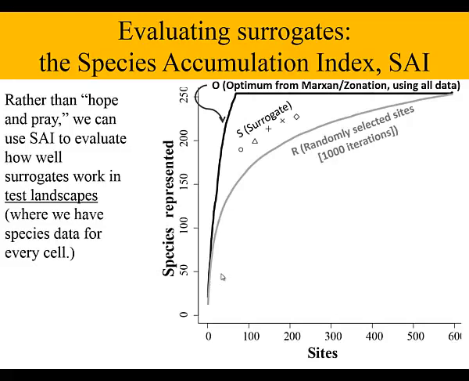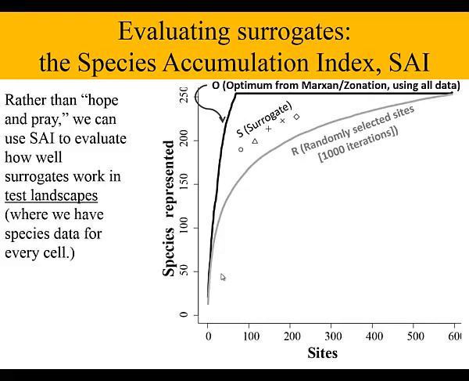Of course, every site has something on it, so if I just take a random subset of sites, I'll also accumulate species. And by the time I get to 100% of the sites, I've represented all the species, even with a random subset. So I have a random curve, and then I can apply my surrogate, my strategy. I'm selecting sites for their importance for birds, or land facets, or soil types, or vegetation communities, and I represent a certain number of species for any given number of sites in my hypothetical reserve network.